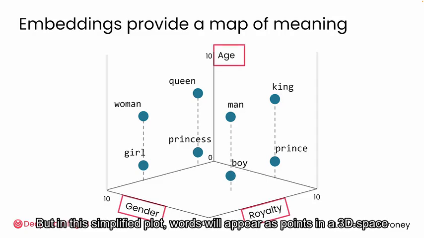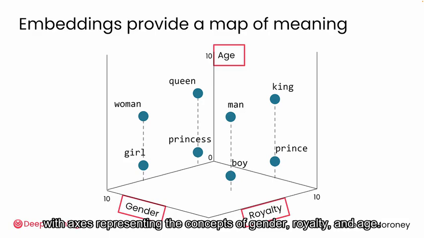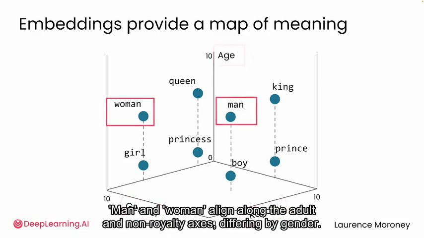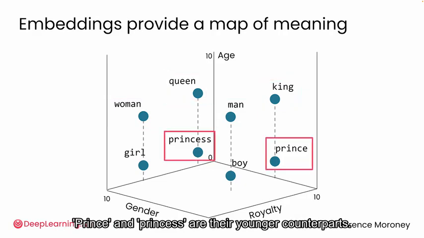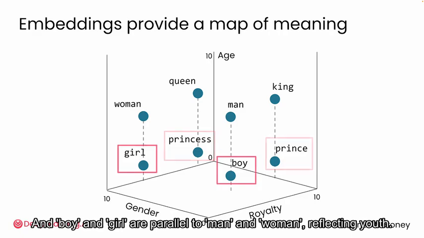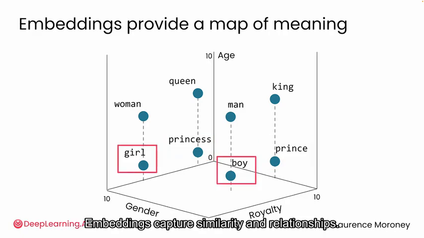But in this simplified plot, words will appear as points in a 3D space, with axes representing the concepts of gender, royalty, and age. Man and woman align along the adult and non-royalty axes, differing by gender. King and queen share age and royalty, but differ by gender. Prince and princess are their younger counterparts, and boy and girl are parallel to man and woman, reflecting youth. Embeddings capture similarity and relationships.